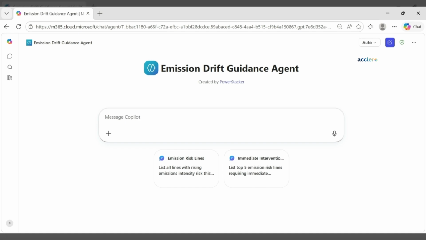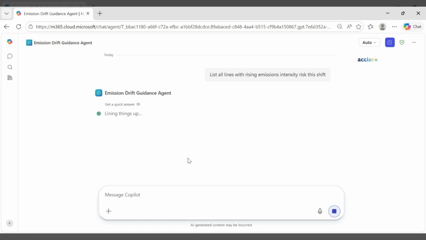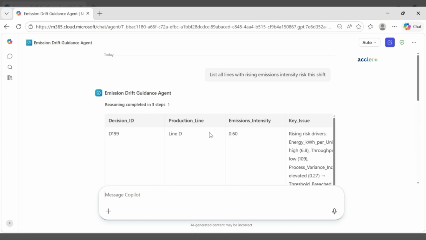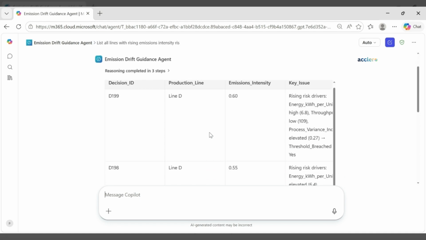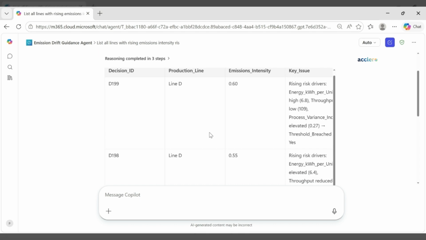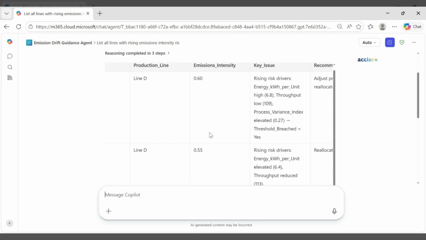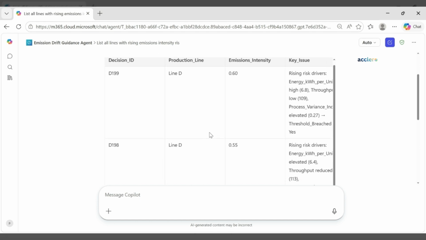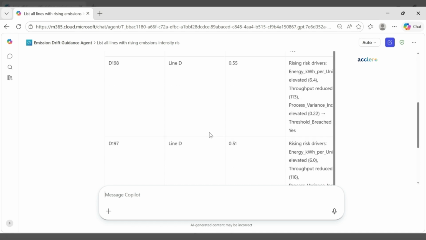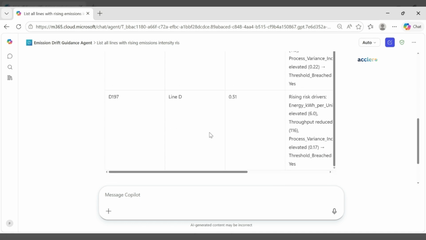So let us test the agent. Here I ask the agent to list all the lines with the rising emission intensity risk this shift. So here the agent identifies the production lines where the emission intensity is rising during the current shift. Each row represents a high-risk condition where the emissions are increasing beyond the efficient operating level.